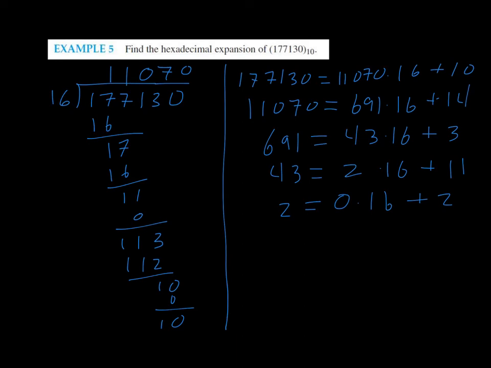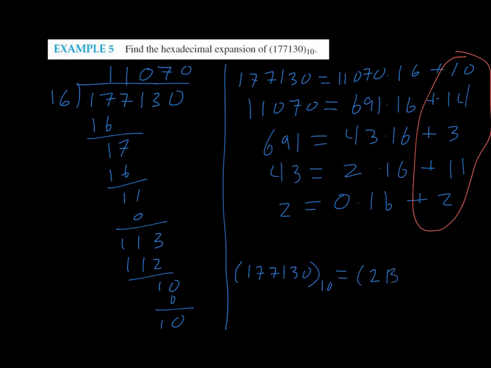All right, now to get the hexadecimal expansion, again, we look at these remainders. Reading from the bottom up, we'll get that 177130 base 10 is equal to, bottom up, a 2, and 11. Remember how your digits work in hexadecimal. 11 is going to be B, 3, 14. 14 is the digit E, a 10. 10 is the digit A, and we're done. So base 16, there's the answer. 177130 base 10 is equal to 2B3EA base 16.